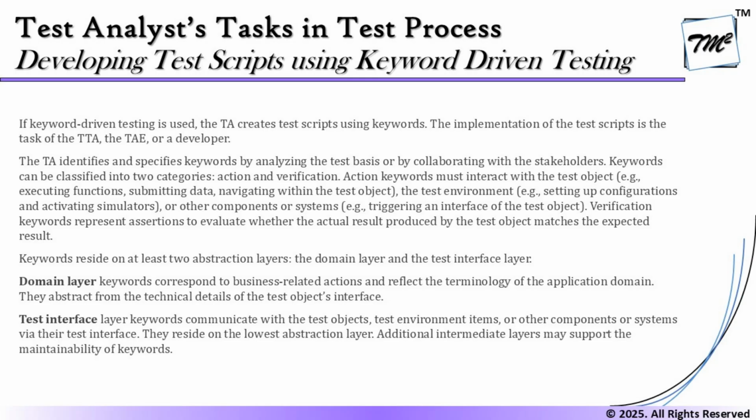So in simple words, the domain layer is more about business-related actions, reflecting the required terminology of the application domain, or more about higher-level interfaces, for example, navigating to a page, clicking on a particular menu option, or navigating to the parent option, whereas the test interface would be more about the key test objects.